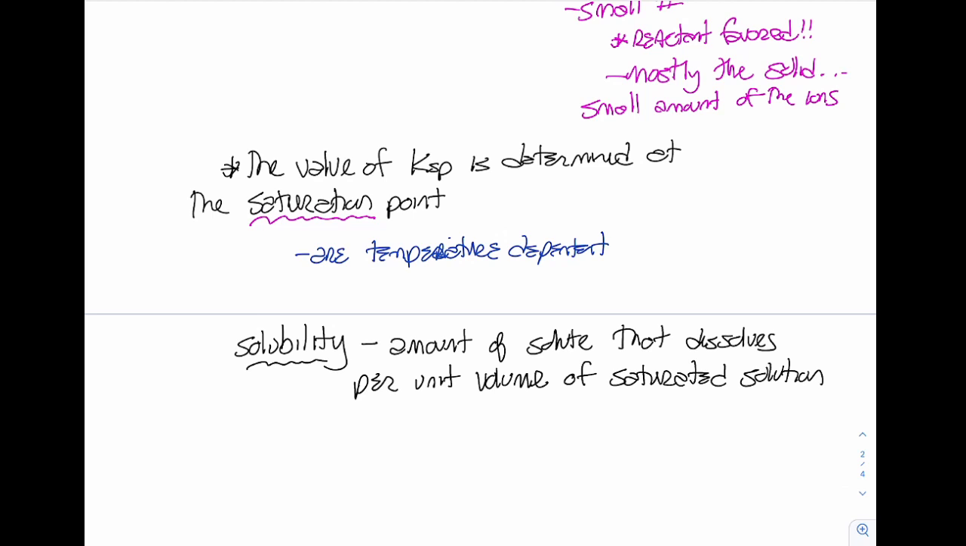So the amount of solute that dissolves per unit volume. Just like if I give it in molarity, my unit volume is a liter of solution. If I say grams per 100 milliliters, now my unit volume is 100 milliliters. So whatever it is that we're talking about.